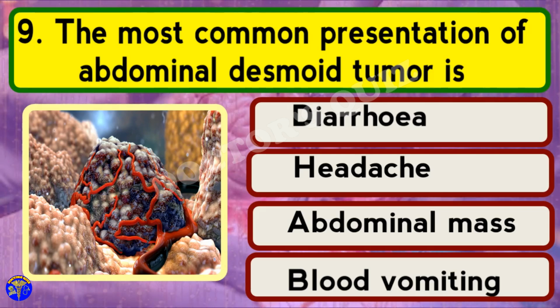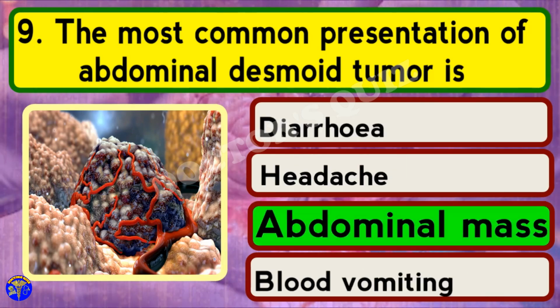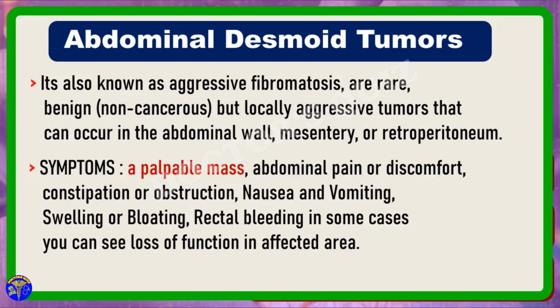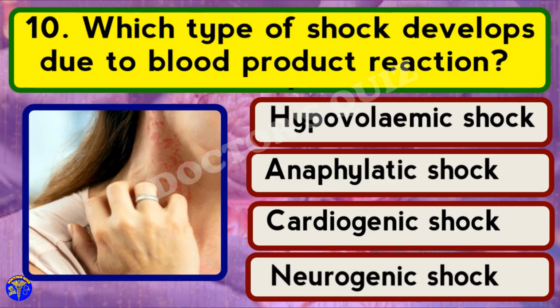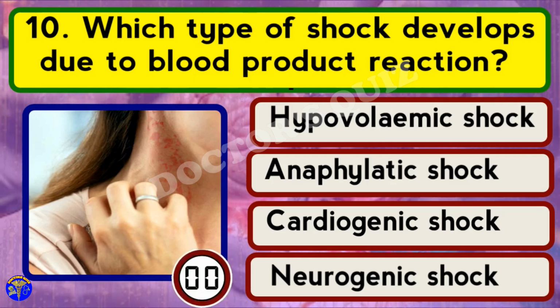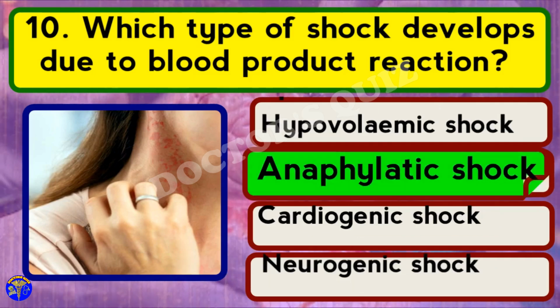The most common presentation of abdominal desmoid tumor is? The answer is abdominal mass. Which type of shock develops due to blood product reaction? The answer is anaphylactic shock.